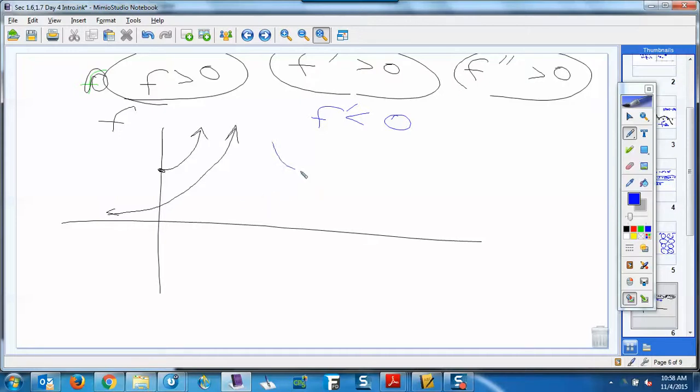Well, that could be the left half of a parabola, right? It could be the e to the negative x graph, right? That would always be above the x-axis. It would always be decreasing. And it would always be concave up. Okay? All right.